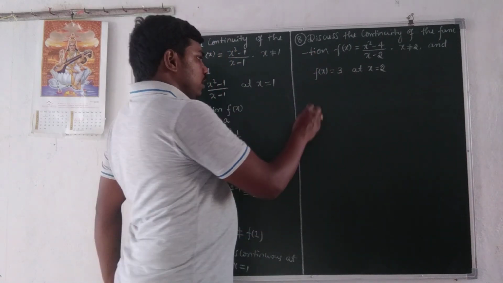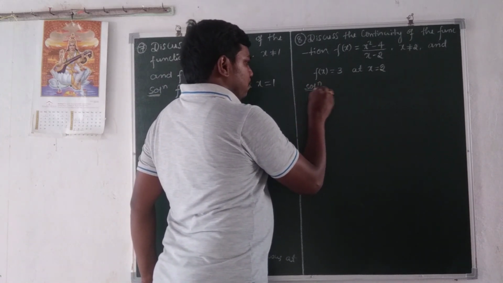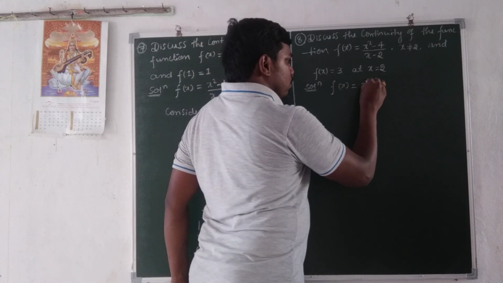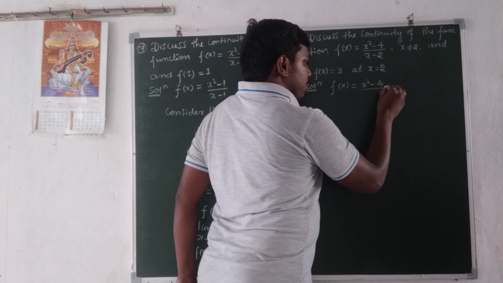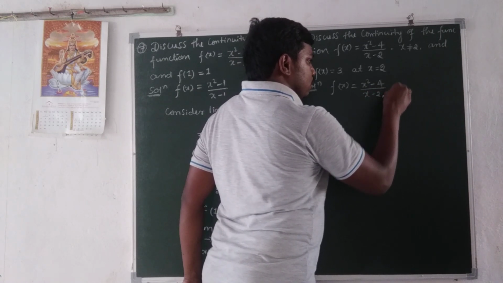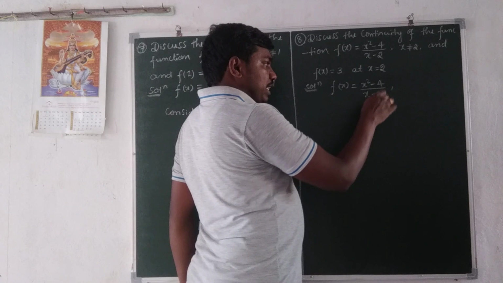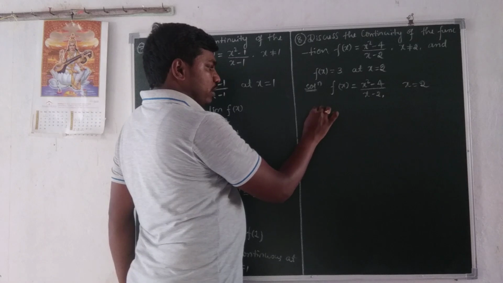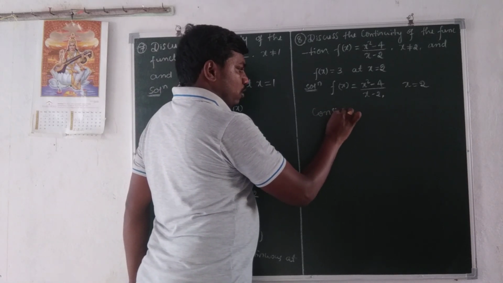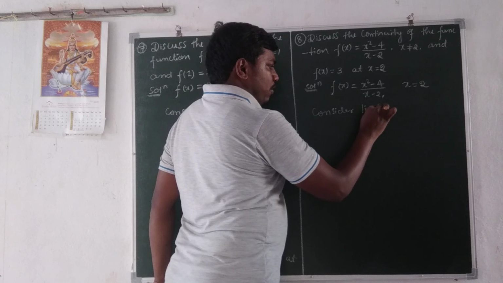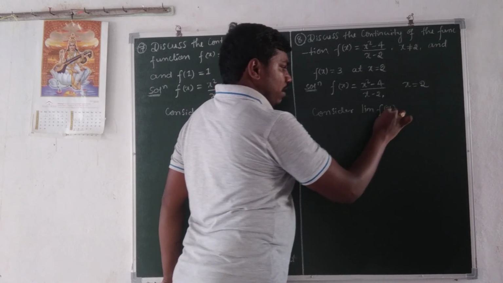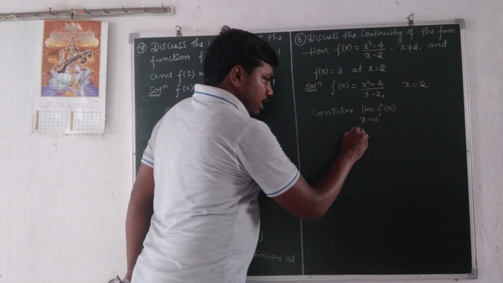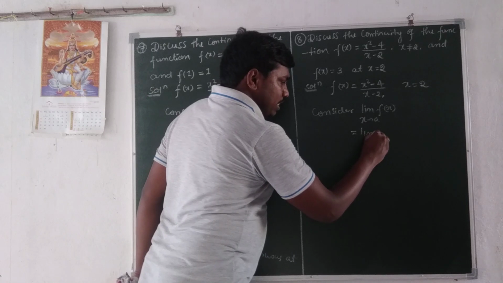Okay. Solution. First write the given function. F of x is equal to x square minus 4 divided by x minus 2. To check the continuity at x is equal to 2, first let us see the limiting value. So consider the limit of f of x as x tends to a, is equal to limit. So what is f of x?